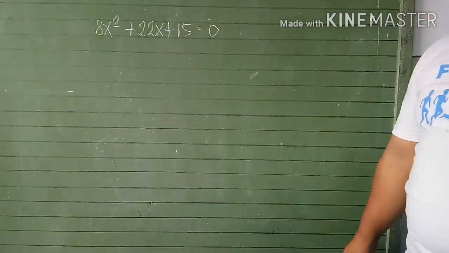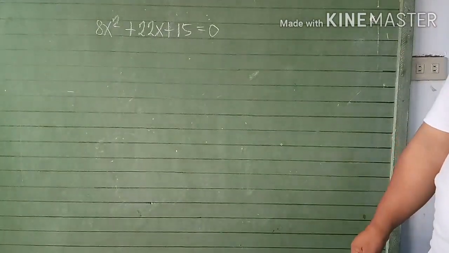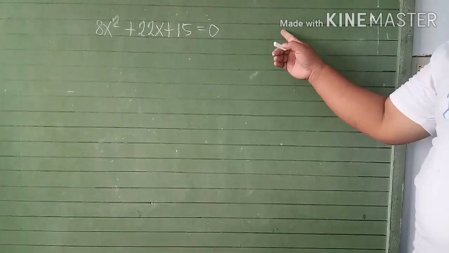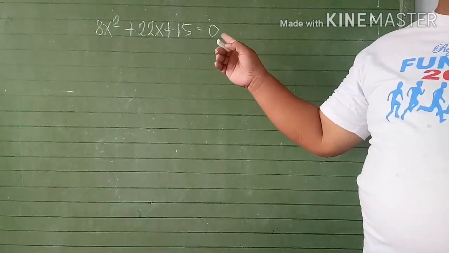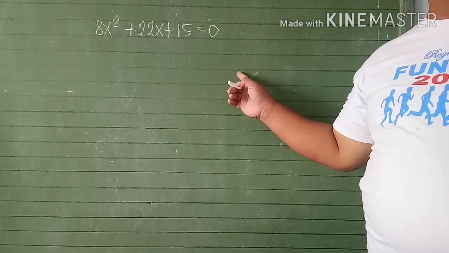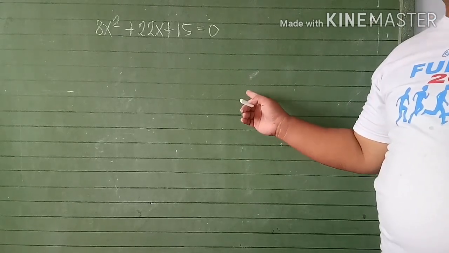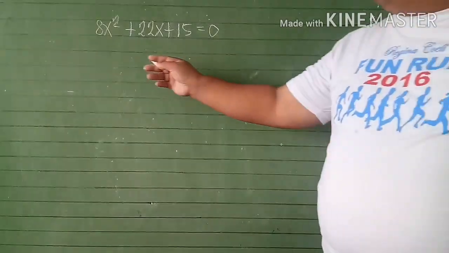Now our next example, we have 8x squared plus 22x plus 15. Again, this is under class 1 because all terms are positive. So what do we expect? The binomials contain all positive signs, and the roots are all negative. So let us factor this one.